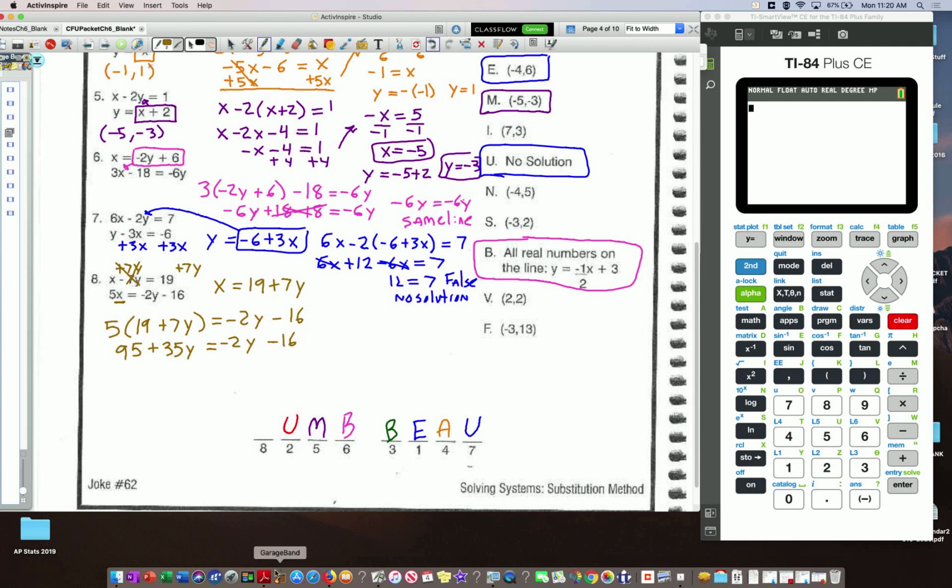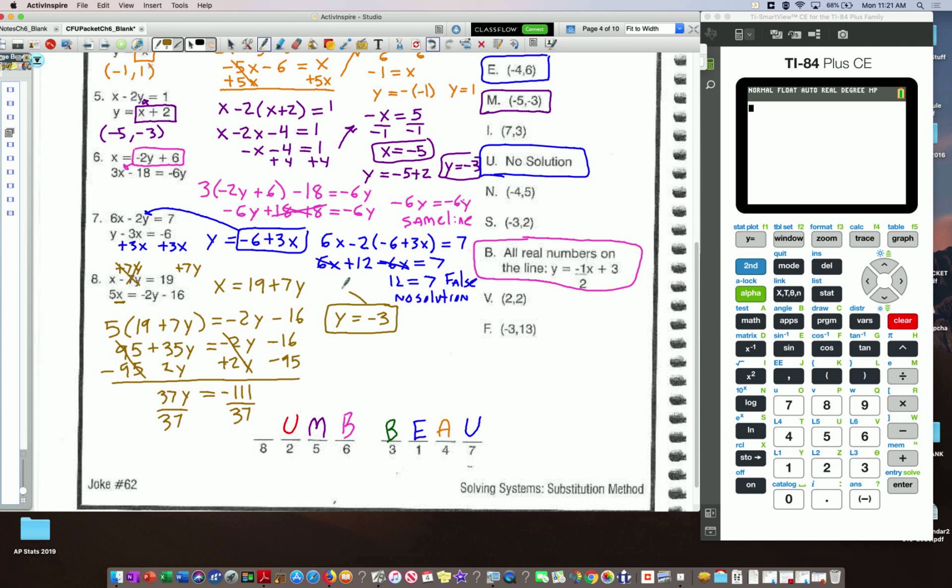All right, so now, let's see here. The next thing I need to do is start combining like terms. So I could add 2y to both sides, subtract 95 from both sides. So when I do that, I have 37y equals, those crossed out, and if I add that, I think that's negative 111. Divide by 37, and y equals negative 3.